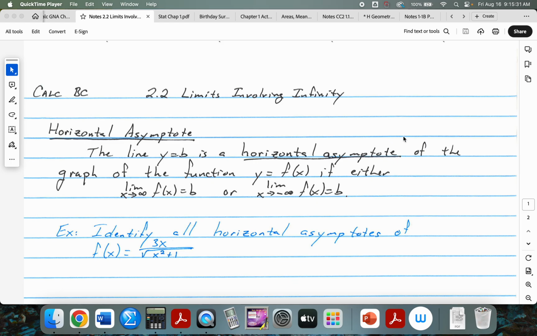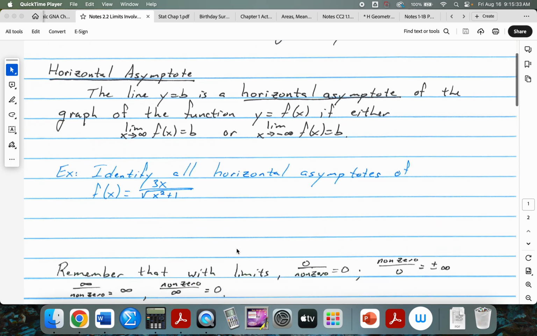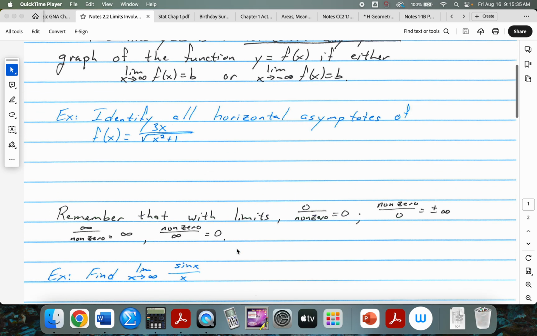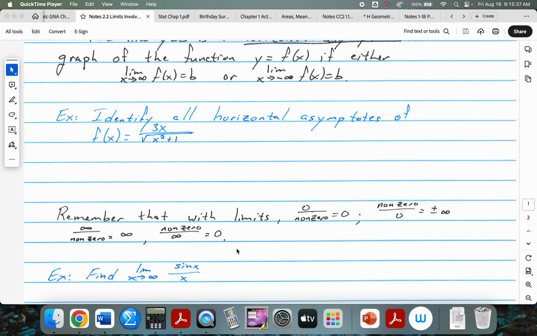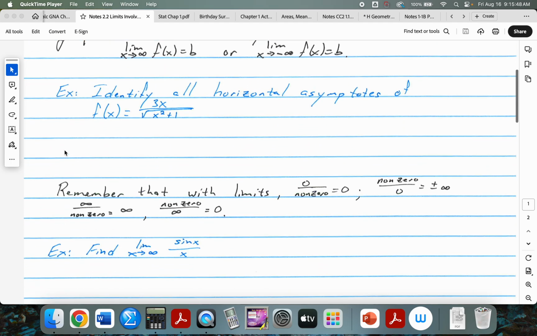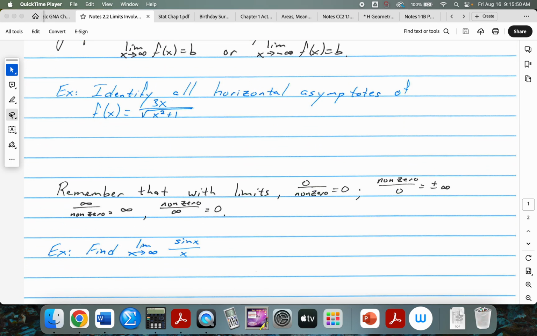So let's take a look at this one. We want to identify all horizontal asymptotes of this function. f of x is equal to 3x over the square root of x squared plus 1. So what we're interested in finding is the limit as x goes to either positive infinity or negative infinity. We'll start with positive infinity of f of x.